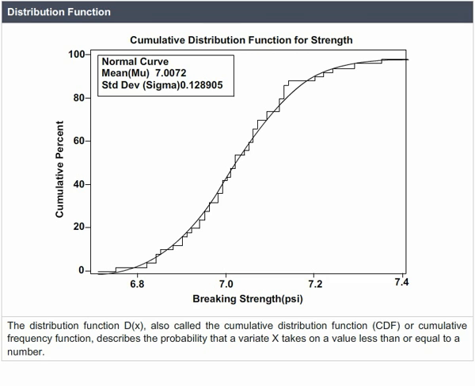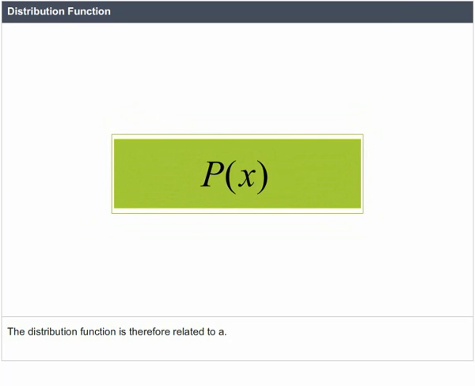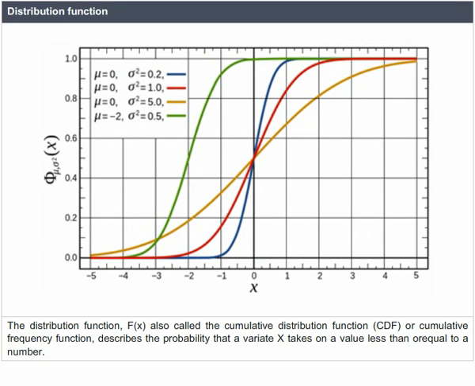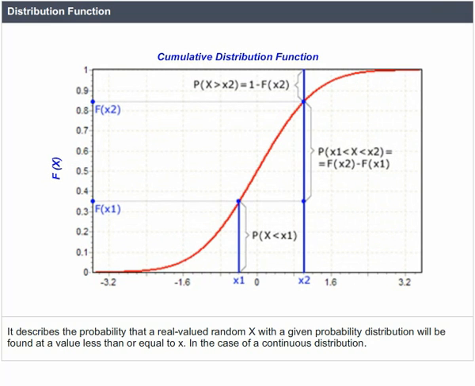The distribution function is therefore related to p of x. The distribution function D(x), also called the cumulative distribution function (CDF) or cumulative frequency function, describes the probability that a variate X takes on a value less than or equal to a number. It describes the probability that a real-valued random variable X with a given probability distribution will be found at a value less than or equal to x.